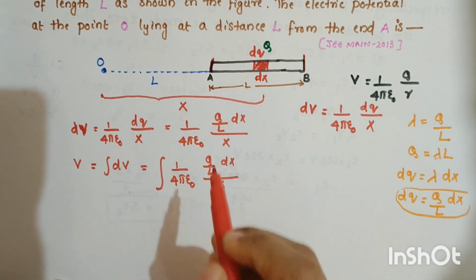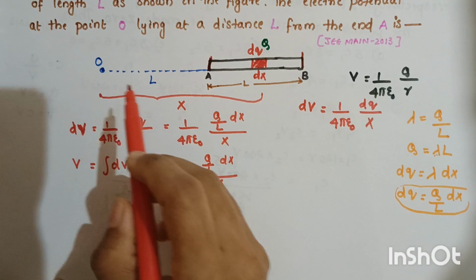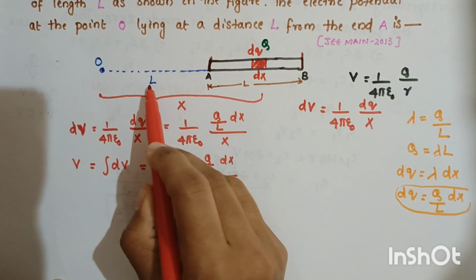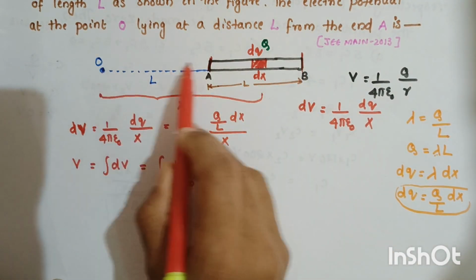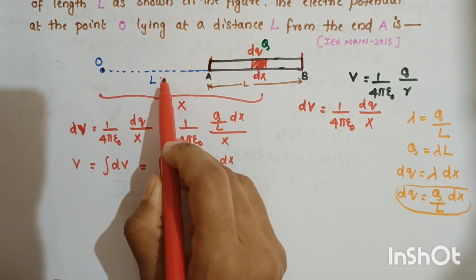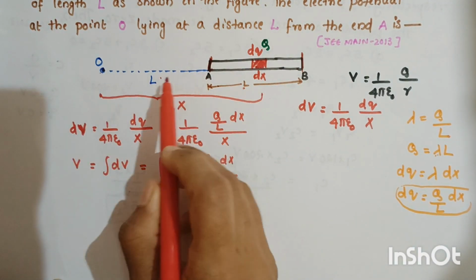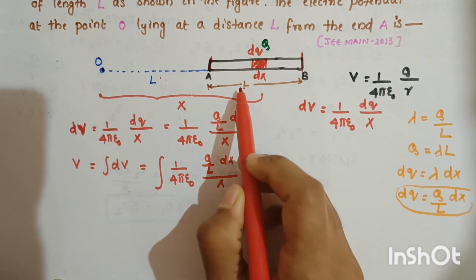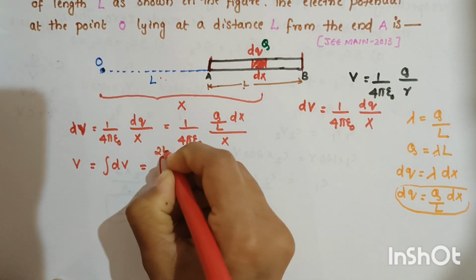x is the integration variable here, which is the distance measured from this point O. From the point O to this end A, the distance is L. From the point O to this end B, the distance is L plus L. OA is equal to L, and AB is also L. So from O to A the distance is L, and from O to B the distance is L plus L, which is 2L. So lower limit L, upper limit 2L.